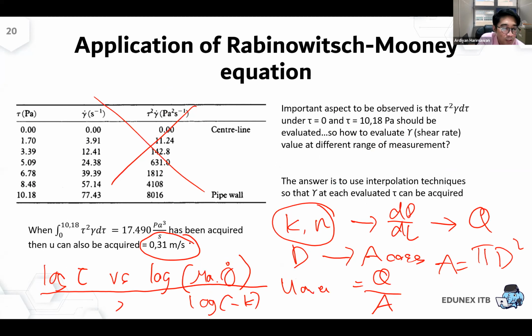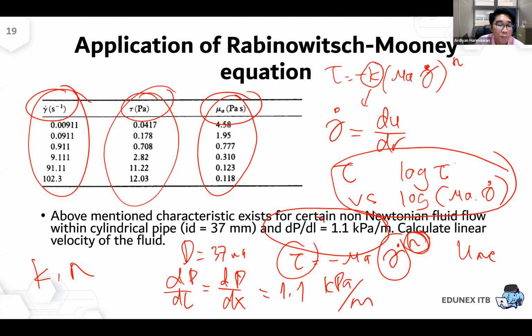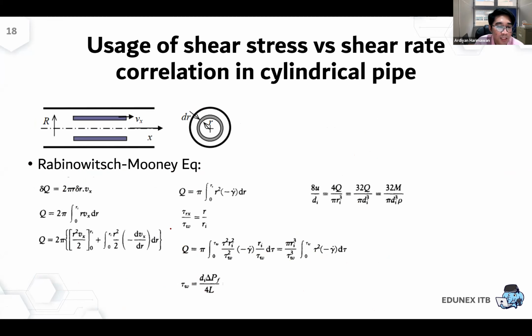Then try whether you can get this value. If you have any question relating to the concept, the equation, or how the calculation should be done, you can text me on WhatsApp. It's okay. Of course, I will answer at my convenient time.